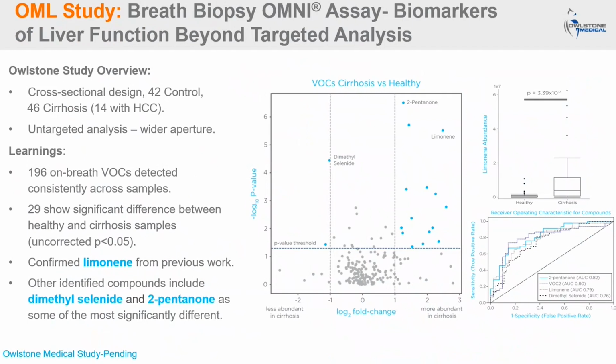2-pentanone is a ketone we have confirmed as an on-breath VOC. 2-pentanone is also the compound with the highest confidence for disease prediction in this study, with an area under curve at 0.82. The increased level of 2-pentanone in cirrhotic subjects is possibly due to increased incomplete oxidation of fatty acids.